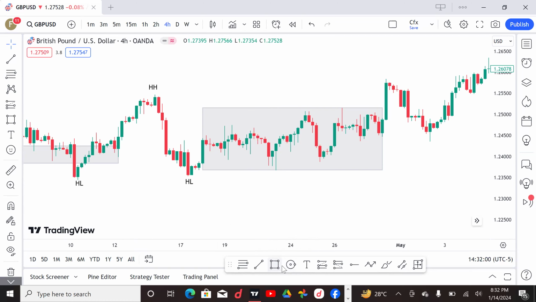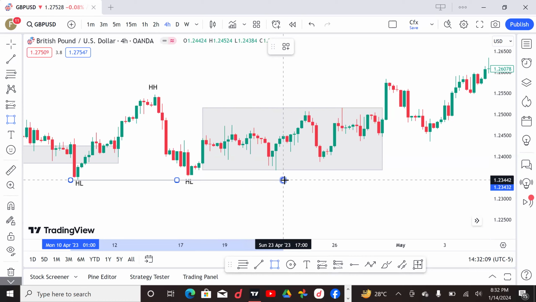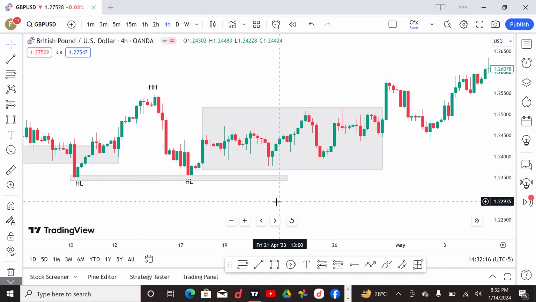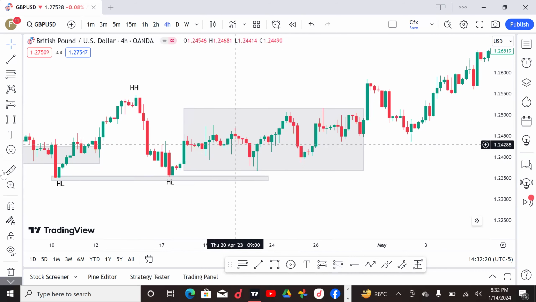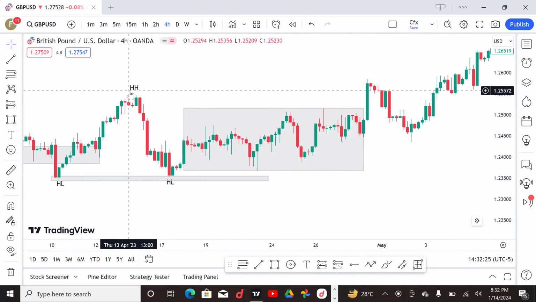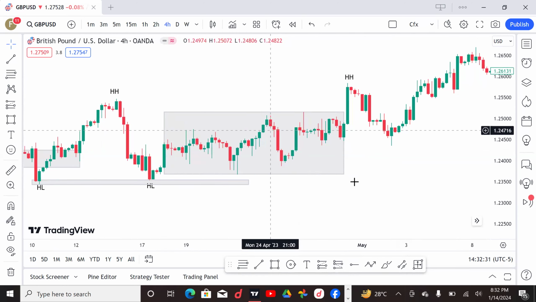So from here, you might want to mark this zone so that your eye will be looking at it. You mark it very tiny so that your eye will be looking at it and see what price was doing. Price never took this zone. Price just rallied and kept shooting, giving us a new higher high.